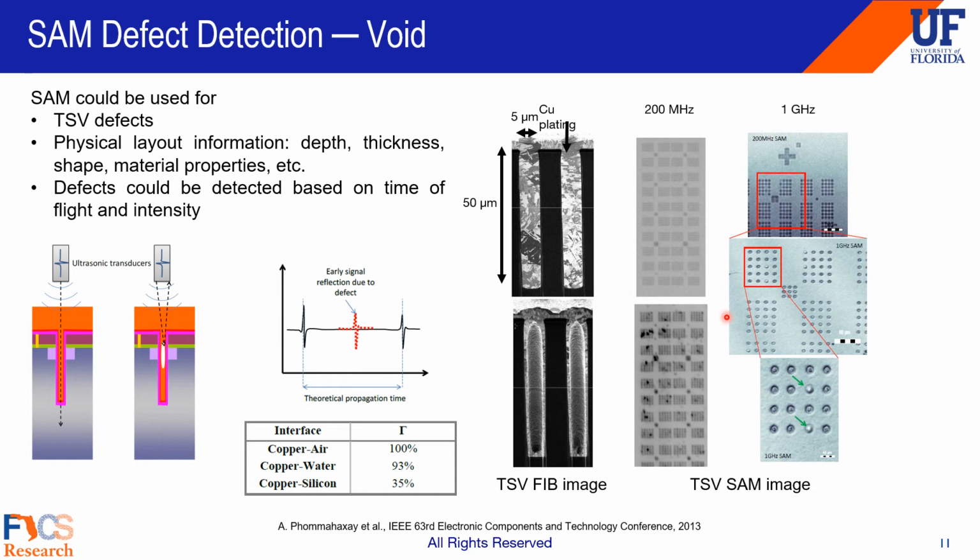There are two different frequencies. We have 200 megahertz and 1 gigahertz used. We can see the contrast between the defect and non-defect one, and with 1 gigahertz you can clearly see the shape of the via as well.